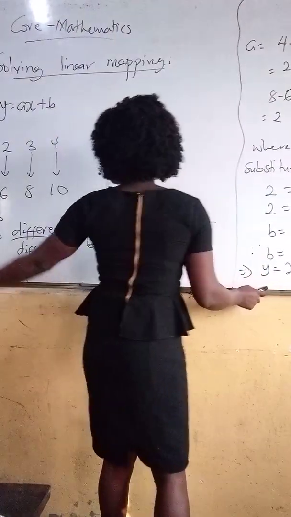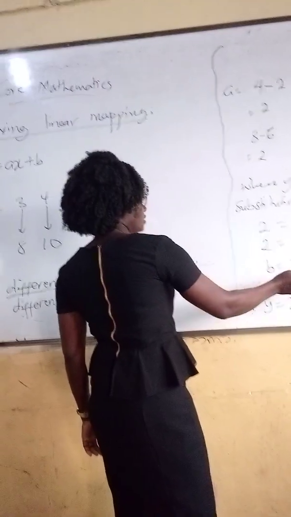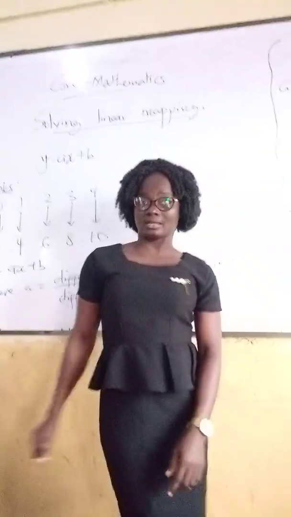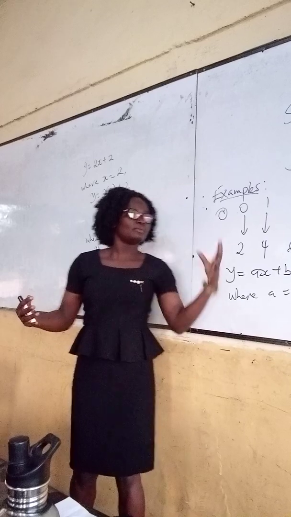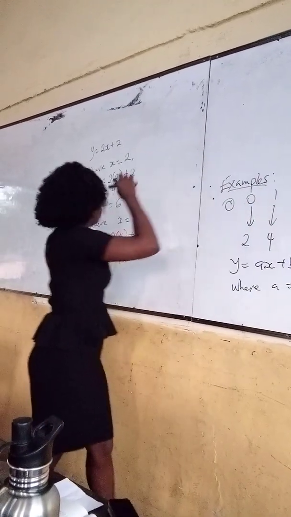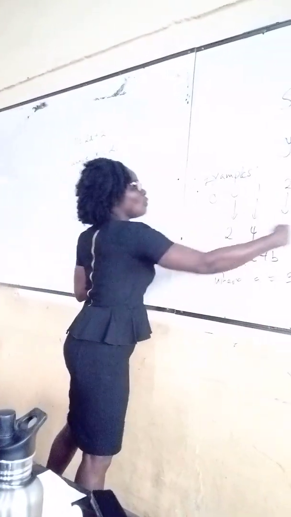So after finding your b, you now put it back into the equation. The equation was y equals ax plus b. So in this case, we have y equals what? 2x plus what? The b that we found now. You understand? After that, we prove our rule, whether our rule was correct or not, by picking any of the x values and substituting into the rule that we have, to see whether we are going to get our y value.